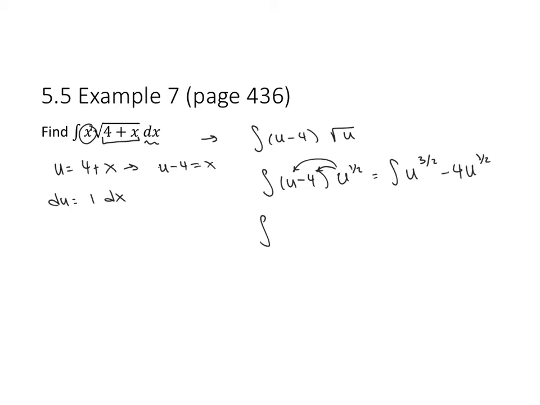And now that I have this done a little bit more clearly, I can take the antiderivative, now that it's all in one variable. So the antiderivative of u to the 3/2, I'm going to add 1 to the exponent, I get 5/2, and then I multiply by the reciprocal. Minus 4, u to the 1/2, I add 1 to the exponent, I get 3/2, and I multiply by the reciprocal of 2/3. And then I'll substitute in what u is. u is 4 plus x.